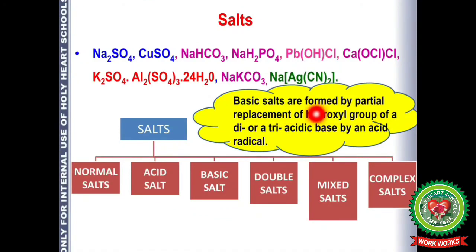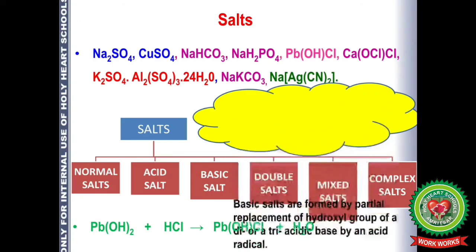Now the next one is basic salt. Basic salts are formed by partial replacement of hydroxyl group of a di or a triacidic base by an acid radical. Supposing it is Mg(OH)2. So there are two hydroxides. So partial replacement, that means only one will be replaced. So for example, Pb(OH)2, lead hydroxide, when it reacts with HCl, there is partial replacement and it will form Pb(OH)Cl, that is basic lead chloride plus water.